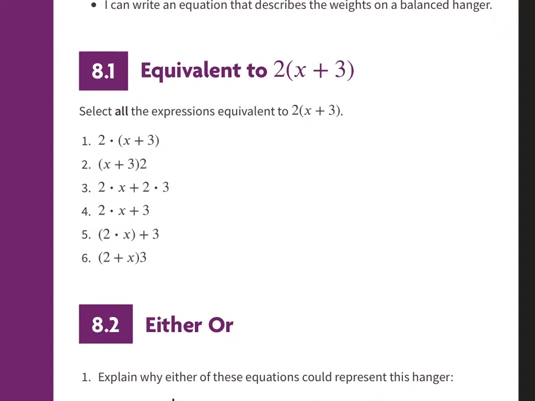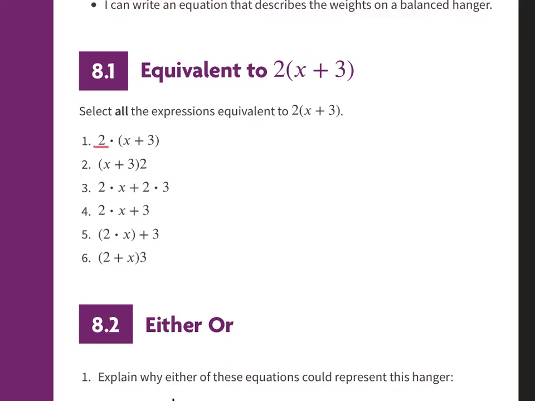So 8.1, page 57. Select all the expressions that are equivalent to 2 times the quantity of x plus 3. So go ahead and hit pause, see if you can figure out which ones are equal, and then go ahead and hit play when you're ready. All right, hopefully you had time to figure it out. So 2 times x plus 3. Remember, when we have a number next to parentheses like that, it means times.